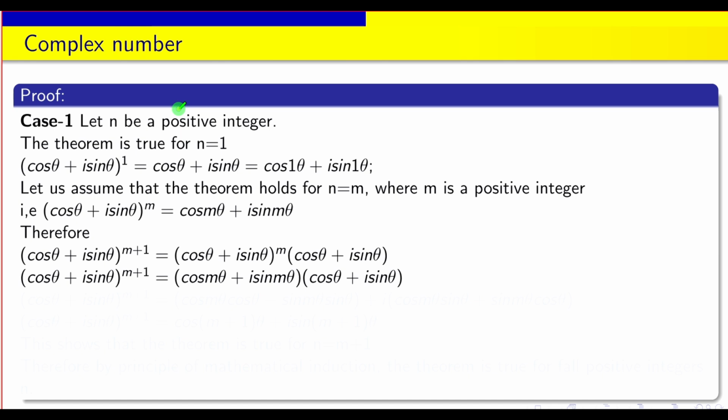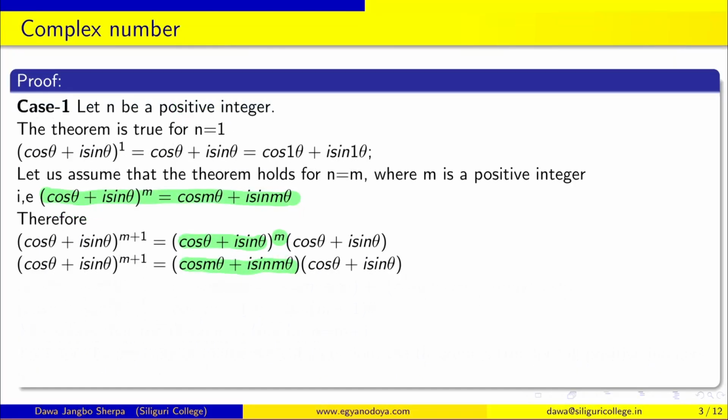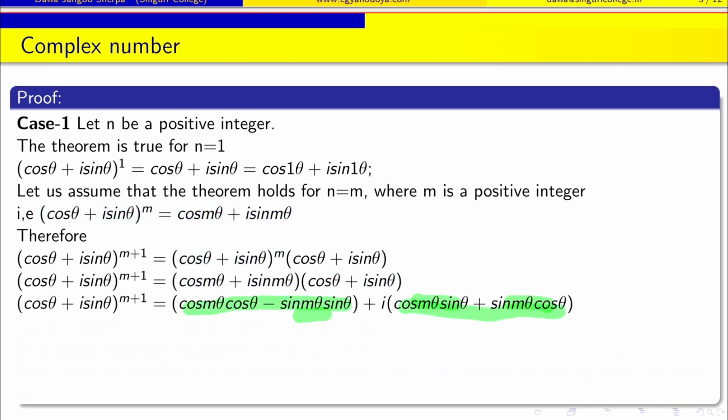In the next step, (cos theta plus i sin theta) to the power m is equal to cos m theta plus i sin m theta by our assumption. Now if I multiply these two, we will get (cos m theta cos theta minus sin m theta sin theta) plus i times (cos m theta sin theta plus sin m theta cos theta). This comes from the multiplication of these two products.